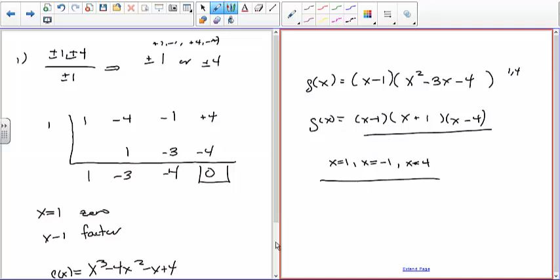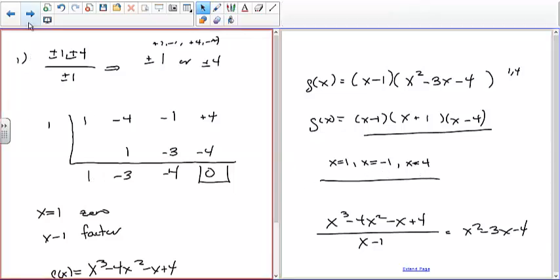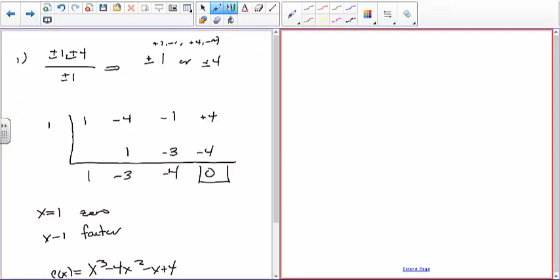Another way of representing this is if you took x cubed minus 4x squared minus x plus 4 divided by x minus 1, this first factor, that's equal to x squared minus 3x minus 4 with no remainder. Now, I chose 1 here, but as you can see, I could have chosen -1 and +4. So in this case, 3 out of the 4 possible zeros were actually those rational values.